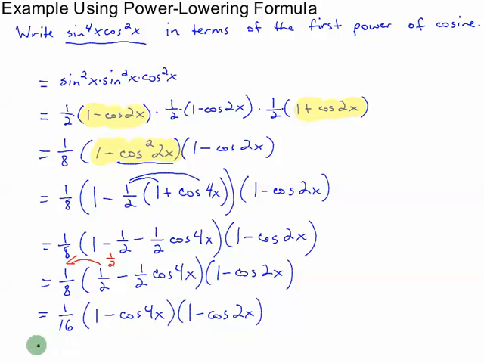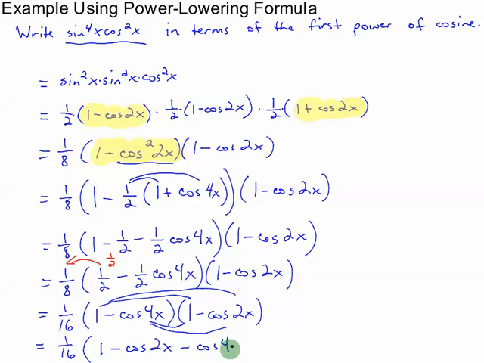So I'll multiply these two binomials. So I distribute my 1 through both of these guys. So I have 1 times 1, then I have 1 times negative cosine 2x. Then I'll distribute this guy through both. So I've got negative cosine 4x times 1. And I've got negative cosine 4x times negative cosine 2x. That's positive cosine 4x cosine 2x. I can't combine those. I can't make that cosine squared because they have differing angles.